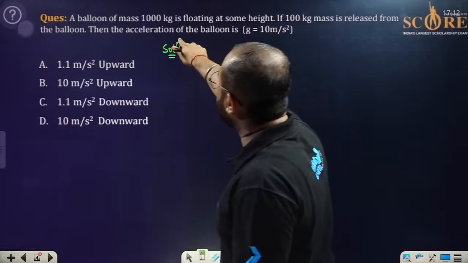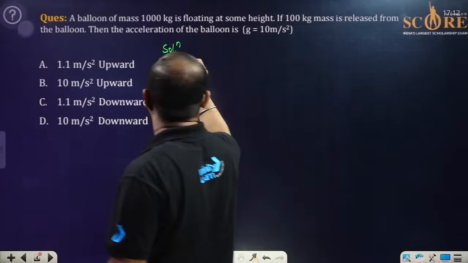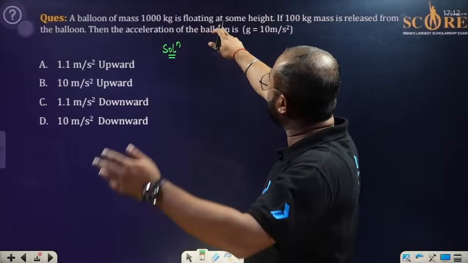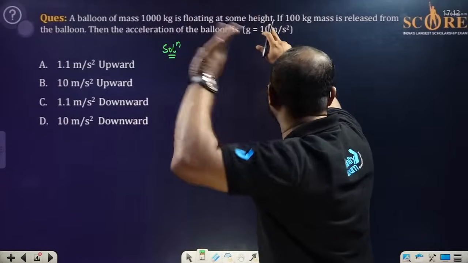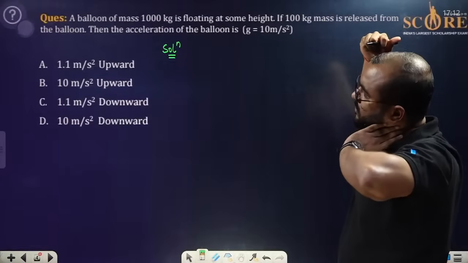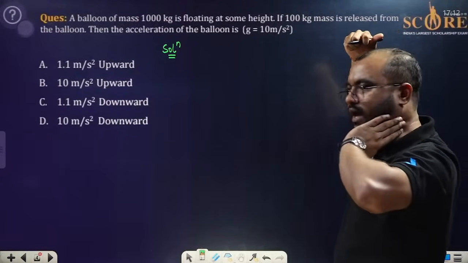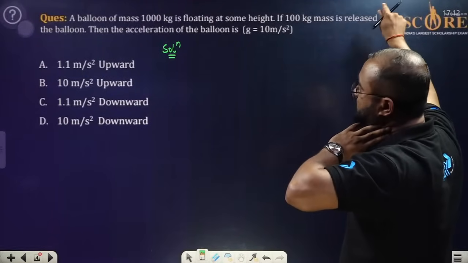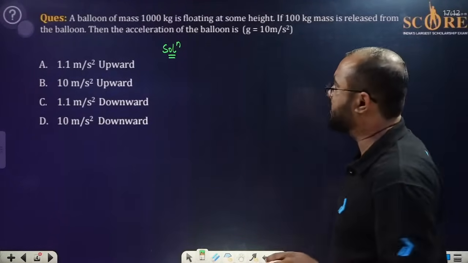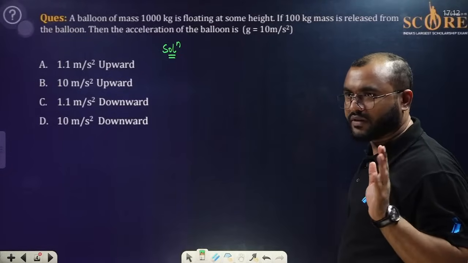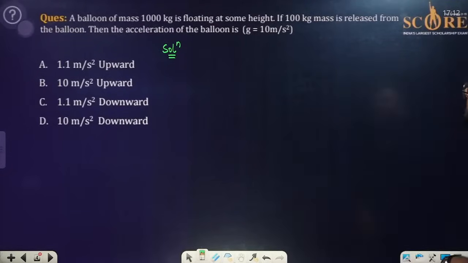A balloon of a mass 1000 kg is floating at some height. Fine, we don't know the height. If 100 kg is taken out from it, okay, no problem. If the 100 kg of the mass is released, it means it has gone. That means we are having the net mass as 900. Simple.